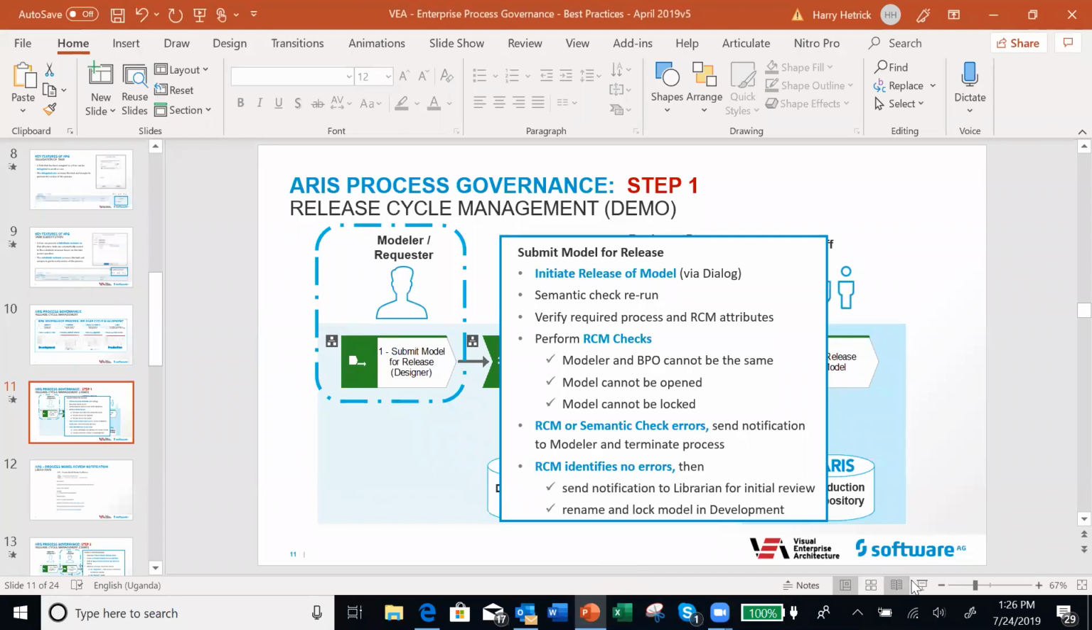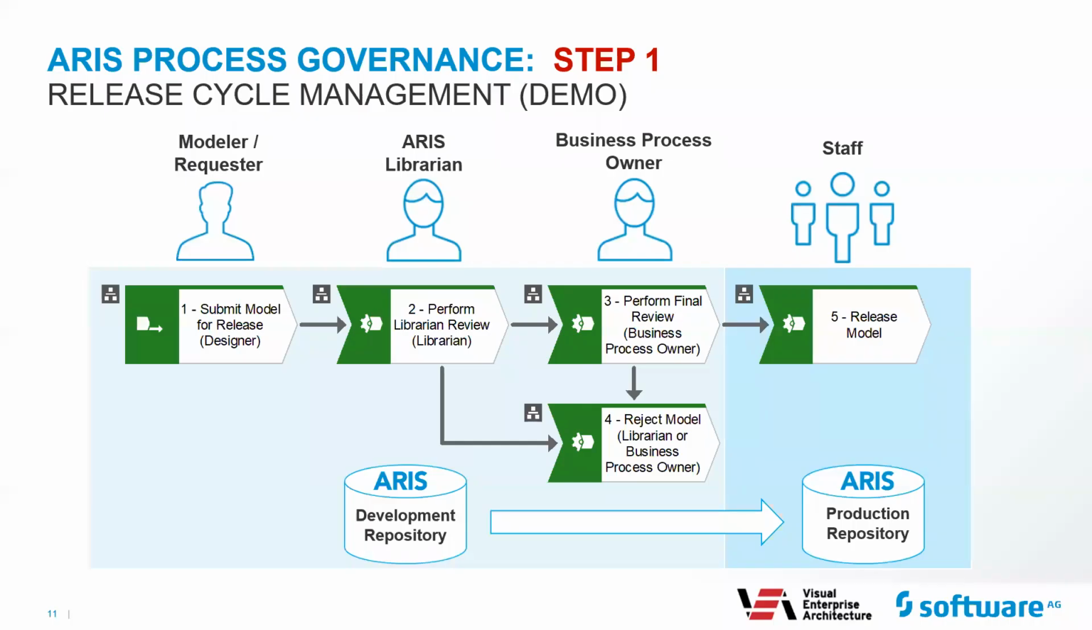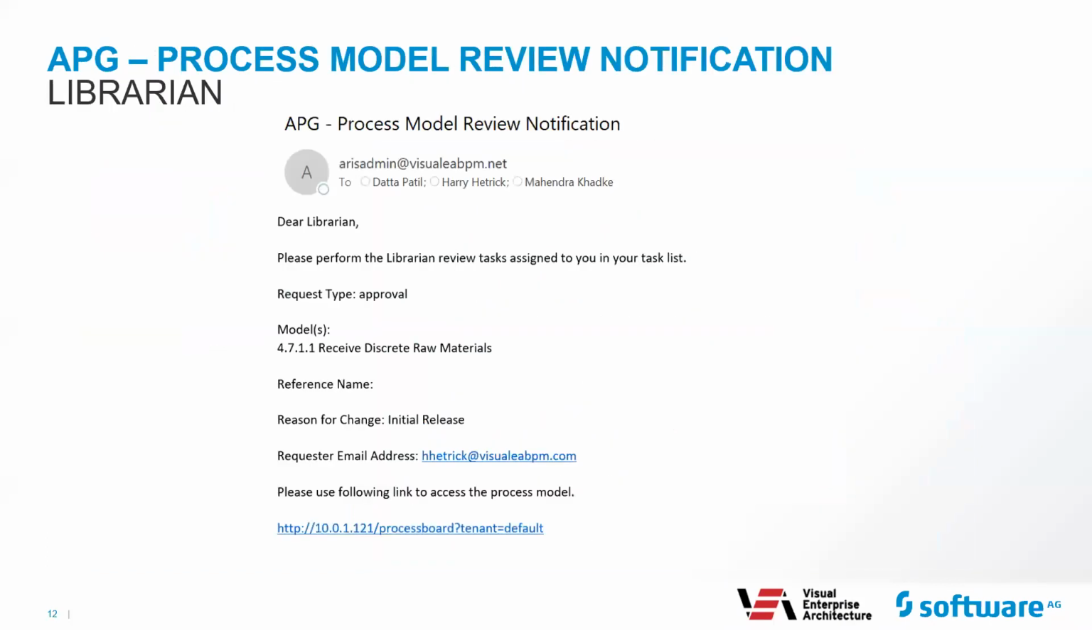And we'll talk about that task in a second. So this is the notification that the librarian receives. Notice the model is listed there. This is the initial release one from the previous run. The requester email, and then the link to the process board. So this is an example of what that notification would look like.